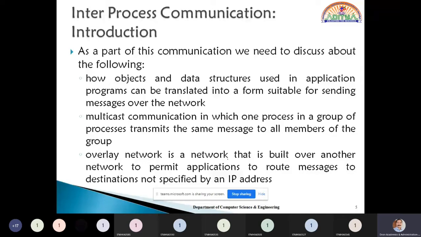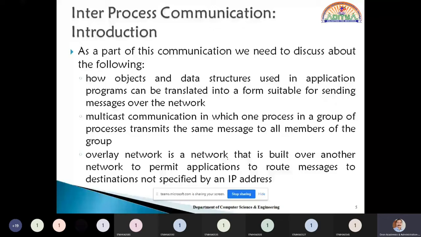The second part is multicast communication, where one process in a group of processes transmits the same message to all the members. Multicasting is when a process sends the same message to all the members of the group. How this multicast communication happens, we are also going to discuss. And we are going to talk about the overlay network.